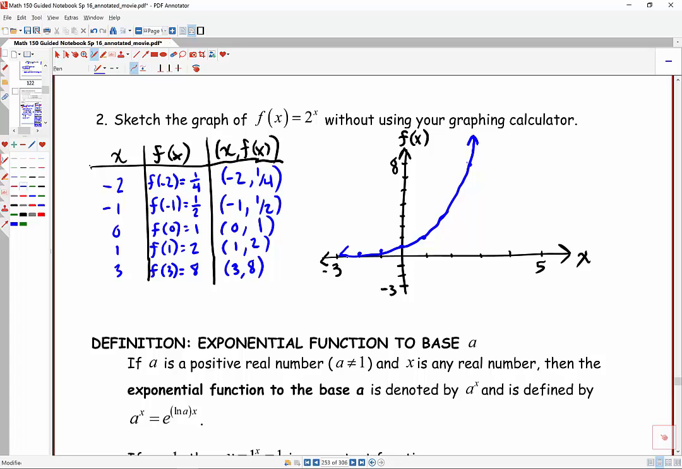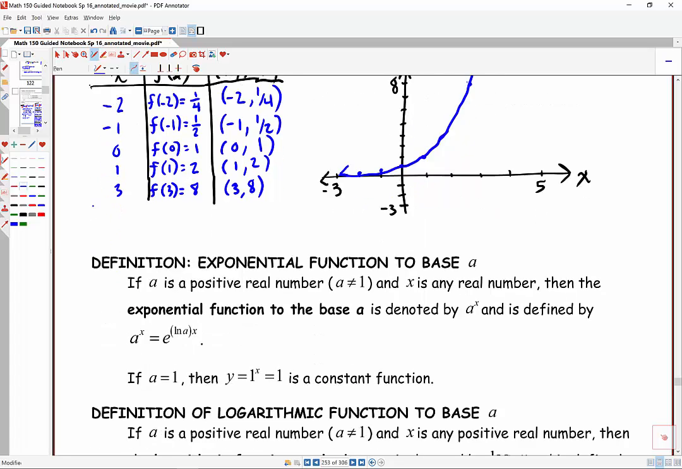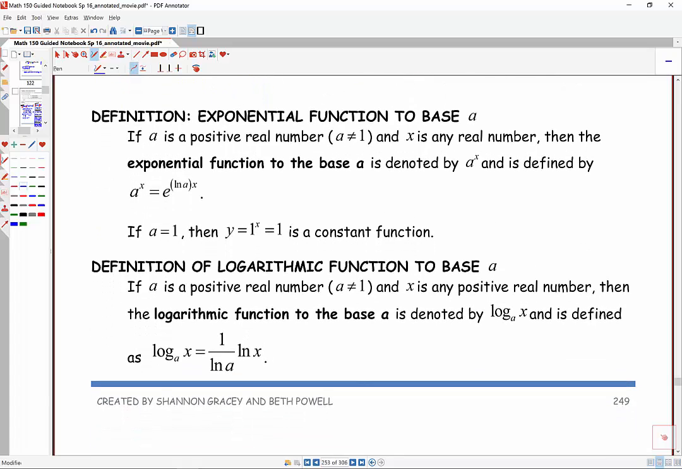Definition. Exponential function to base a. If you've got your base a as a positive real number that's not equal to 1, and x is any real number, then the exponential function to the base a is denoted by a to the x and is defined by a to the x is equal to e raised to the ln a times x. So you're probably wondering where that all came from.